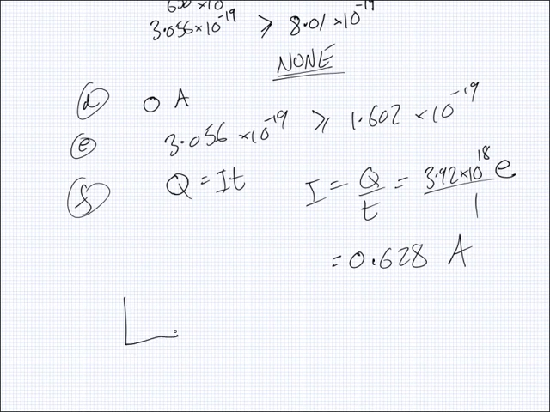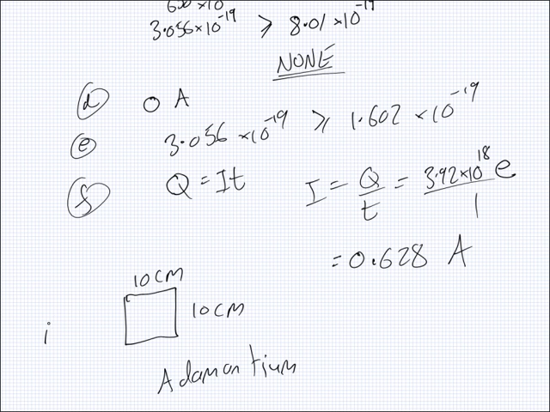So what we've shown is if you have 10 centimeters by 10 centimeters of a material like adamantium, and your light strikes this, it will release electrons and it will cause a current to flow of 0.628 amps.